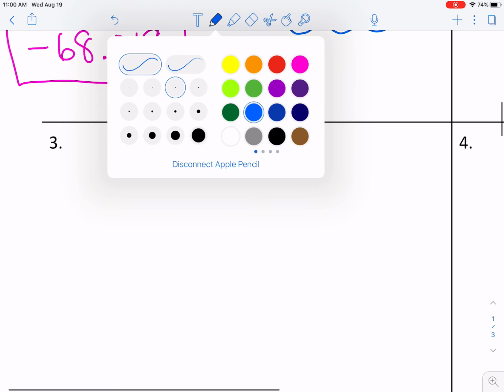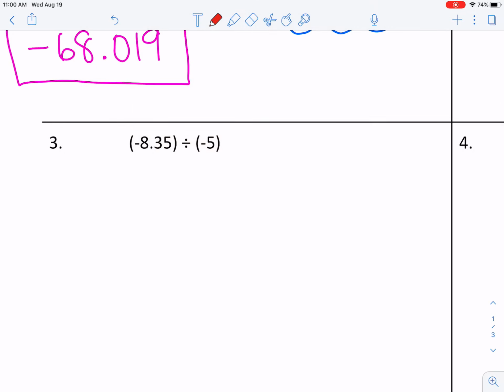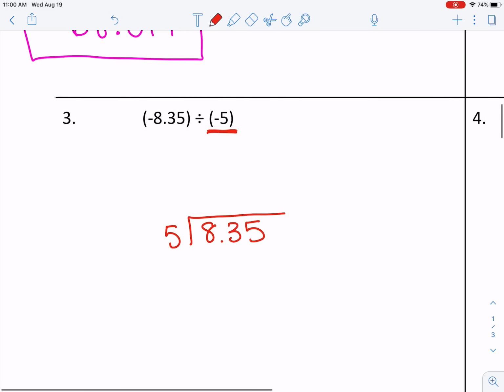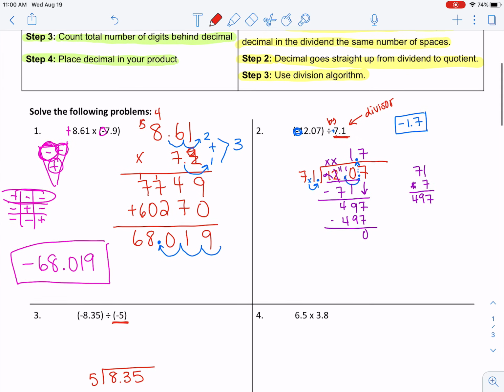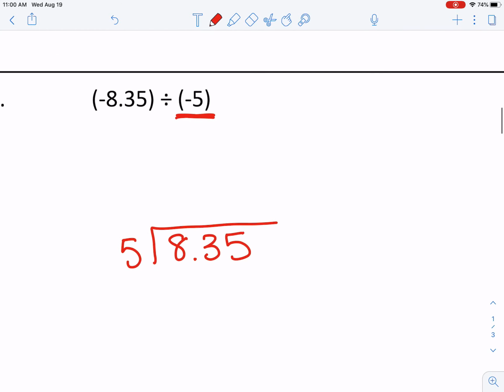Number 3, negative 8.35 divided by negative 5. Again, our second number is our divisor when we have an expression like this. So 5 divided by 8.35. Now let's look at our step number 1. Do we have a decimal inside our divisor? We do not this time, so we do not have to move our decimal place values. We just need to start our division.